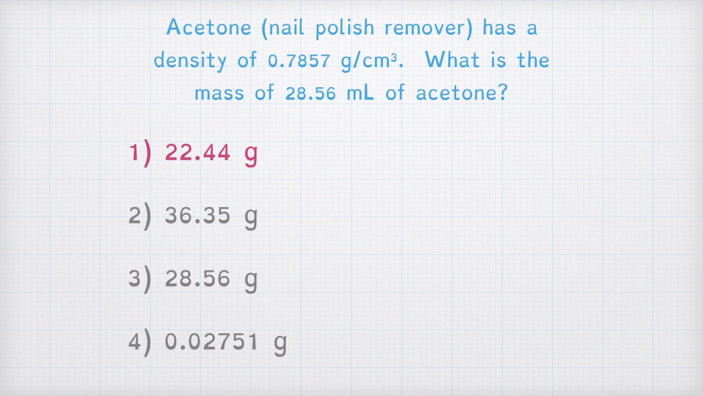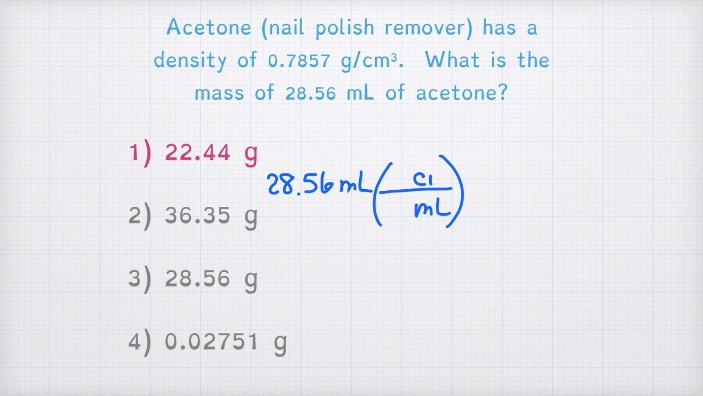You should get an answer of 22.44 grams. I'm going to go through the answer using the density as a conversion factor. So I'll start with the 28.56 milliliters, and then I can convert from milliliters to cubic centimeters because that's a 1-to-1 ratio. In the next conversion factor, I would then put the cubic centimeters on the bottom of the fraction and grams on the top. So my milliliters will cancel and my cubic centimeters will cancel.